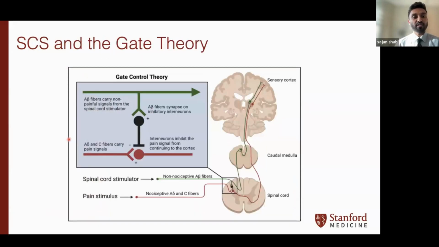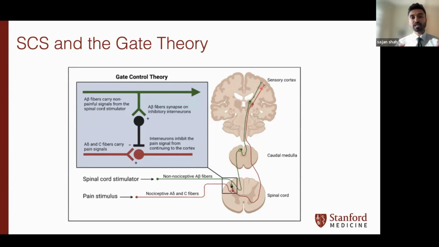So how does the SCS fit in the gate control theory? Now, I know I've already kind of explained it, but we see here that the SCS device provides non-painful A beta fiber signals to the spinal cord, as we see here, and it closes off the gate. As the gate is closed, these painful signals are no longer able to reach the brain.